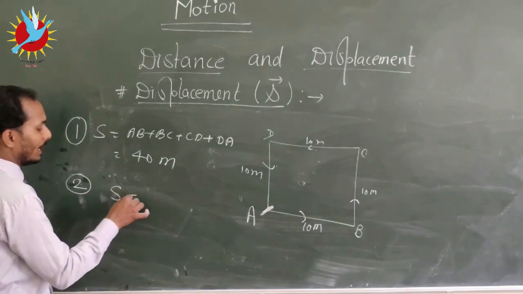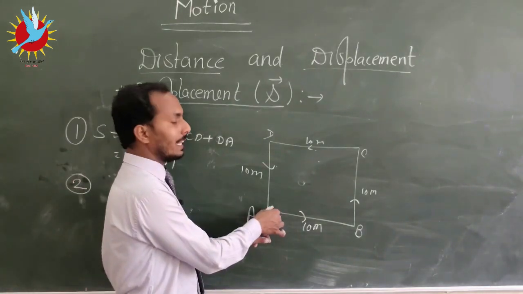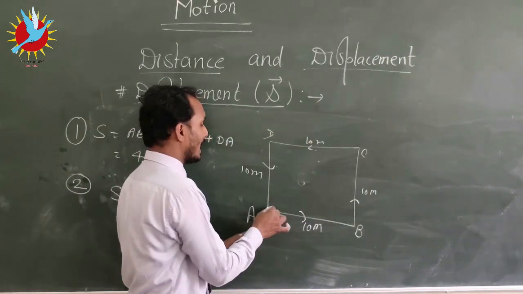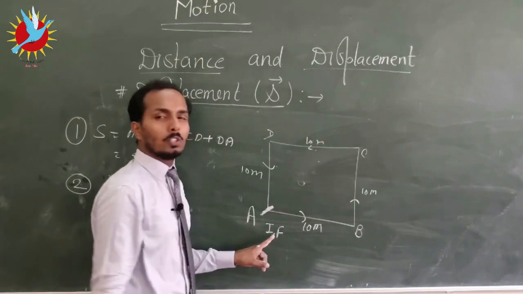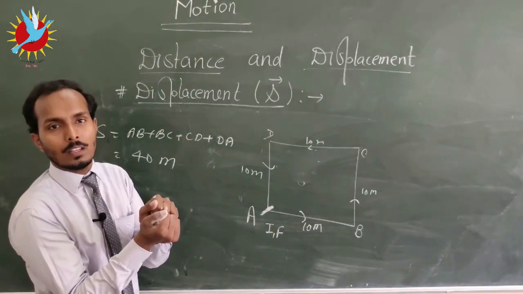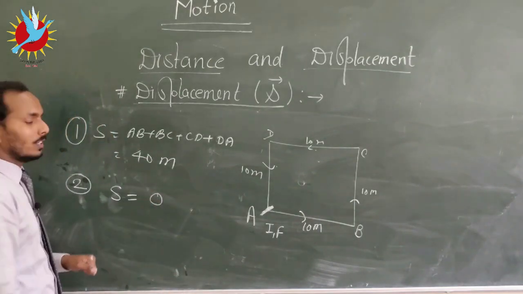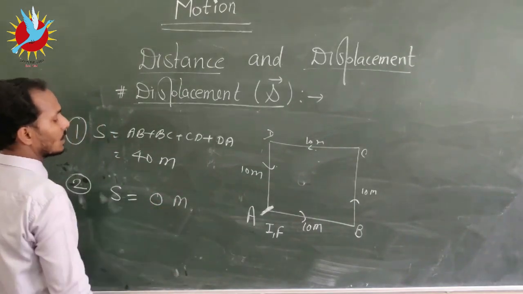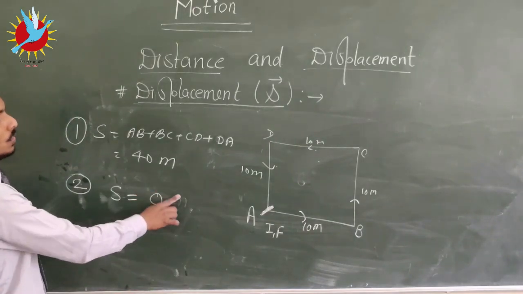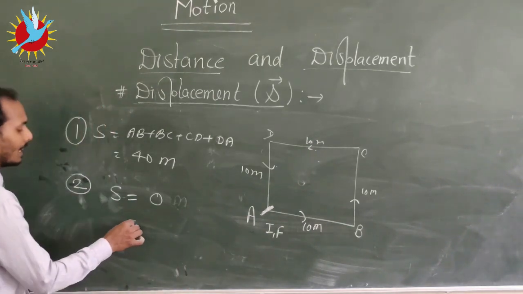Listen, displacement is the shortest path. Here the journey starts, so the initial position is A, and then it reaches point A again, so the final position is also A. It means there is no distance between the initial and final position. Its value is 0. It means displacement is 0. Again, you can solve this mathematically.